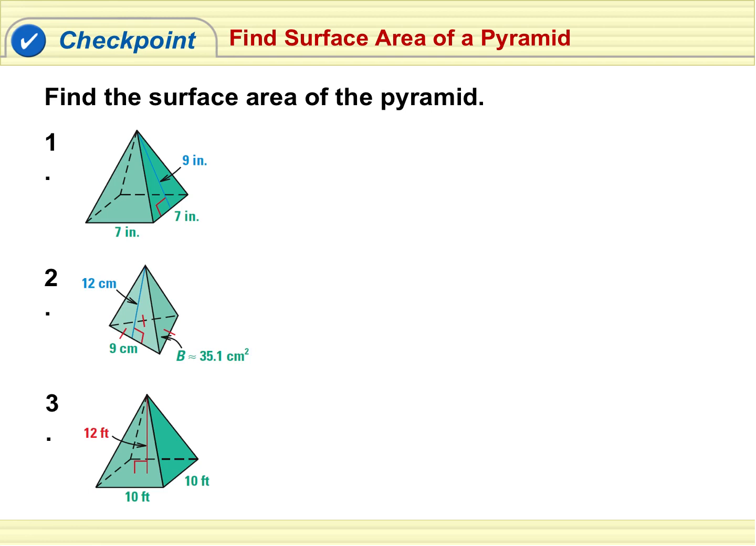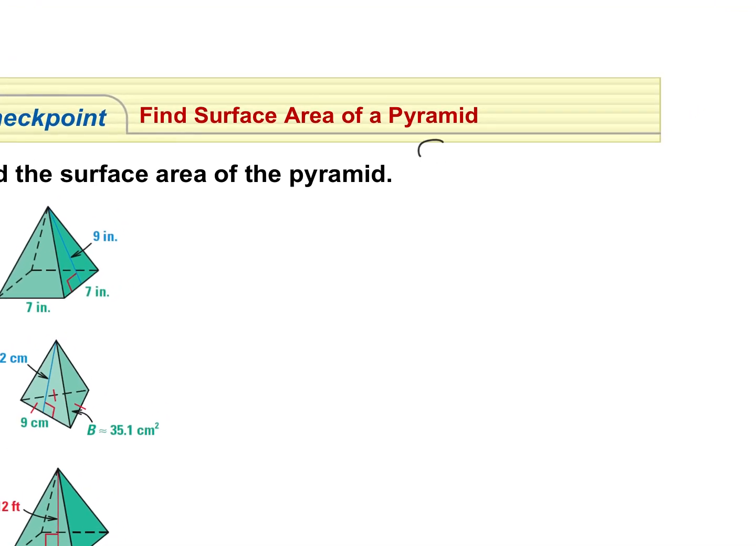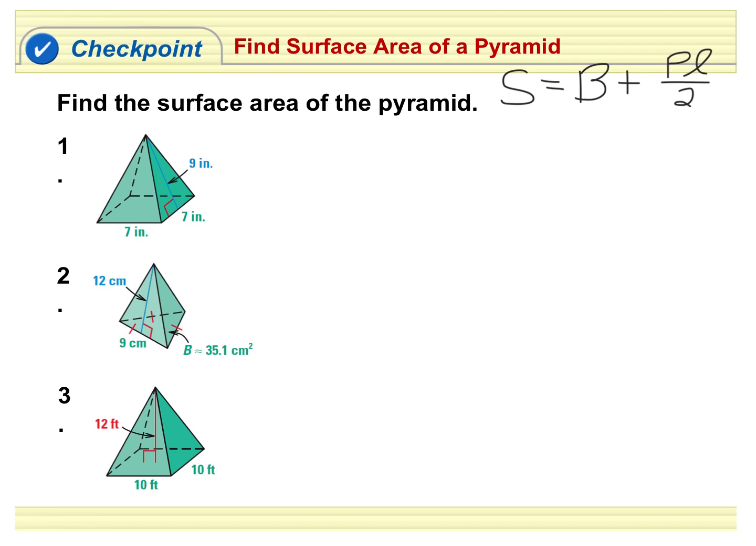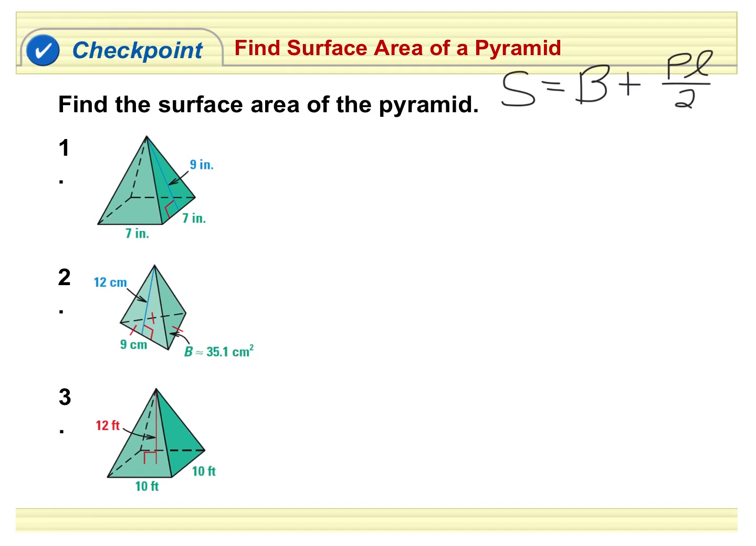Okay, now remember, what was our formula to follow? Good. Write that down at the top. Go ahead and find everything you need. So you need to find your capital B, your capital P, and your slant height. They do give you the slant height this time, so all you really need to find is what? Your B and your P. Okay? Go ahead and try to find those.